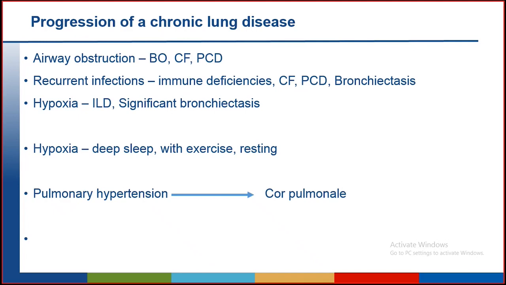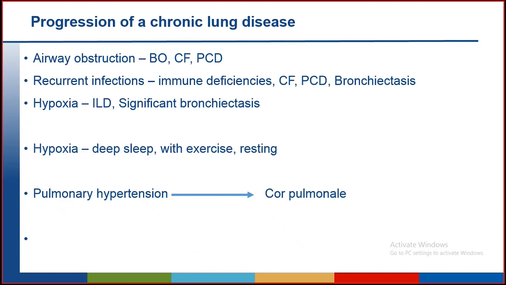And later, in other diseases, when they develop significant bronchiectasis, I will show you some pictures, all the bronchi, the majority of bronchi, are dilated. Because of that, the lung parenchyma, the lung tissue available for gas exchange, is significantly reduced. So obviously they end up with significant ventilation perfusion mismatch and hypoxia. So most of these conditions finally end up with hypoxia.